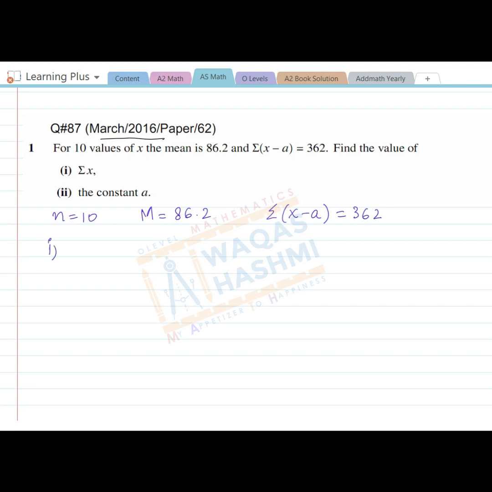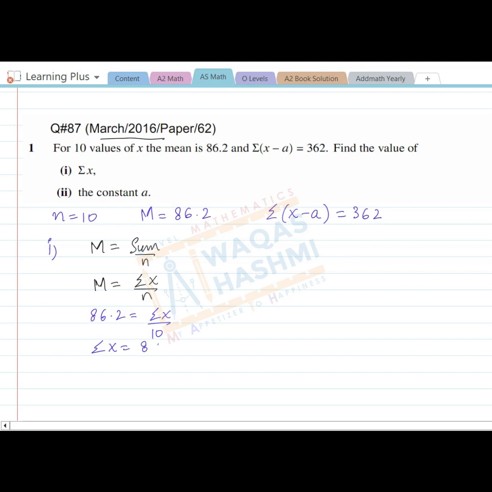So for the first part, if we write the general formula for mean, what is mean? Mean is equal to sum over n. So instead of sum I can also say mean equals summation of x divided by n, right? The mean is 86.2, summation of x is unknown, divided by n is 10. So you got the value for summation of x, that is 862, and this is the answer for the first part.